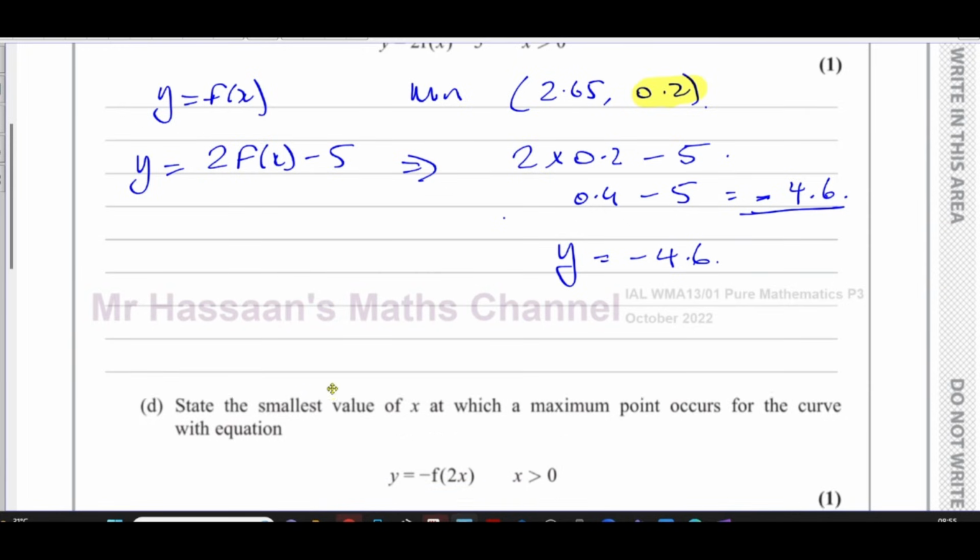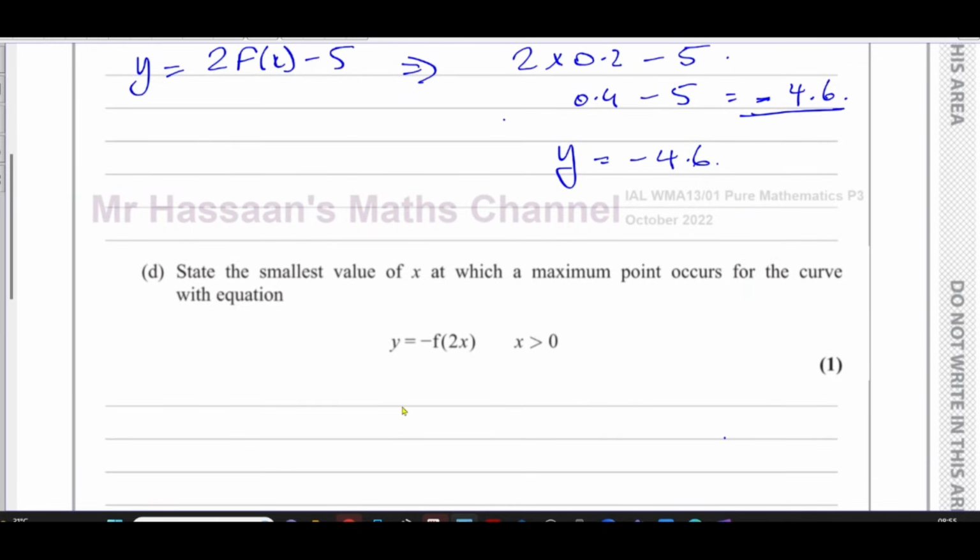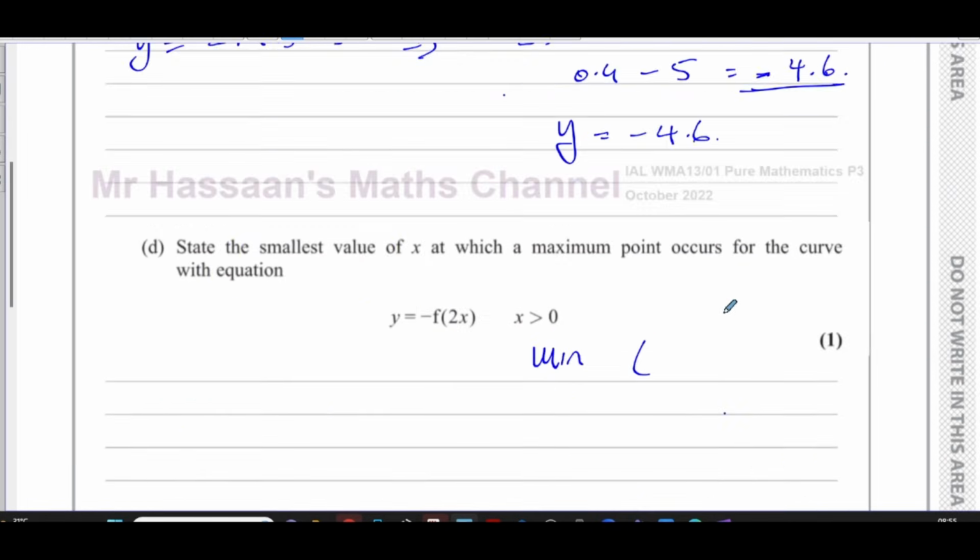Okay, so then it says, state the smallest value of x at which a maximum point occurs for the curve. So again, we have the minimum point, where the x value was 2.65 and the y value was 0.2. So this is for y equals f of x, that's a minimum point. Now we've got this transformation, y equals minus f of 2x. So what effect does the 2x have? It affects the x coordinate.